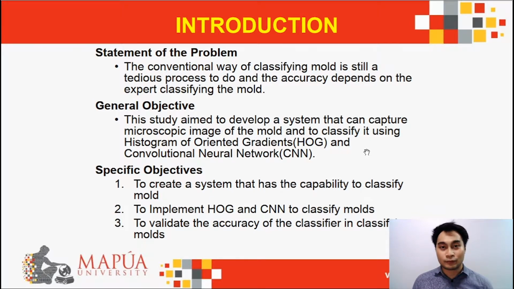Then, we came up to have three specific objectives. First is to create a system that has the capability of classifying mold. Second is to implement the classifier histogram of oriented gradient and convolutional neural network. Third is to validate the accuracy of those classifiers.